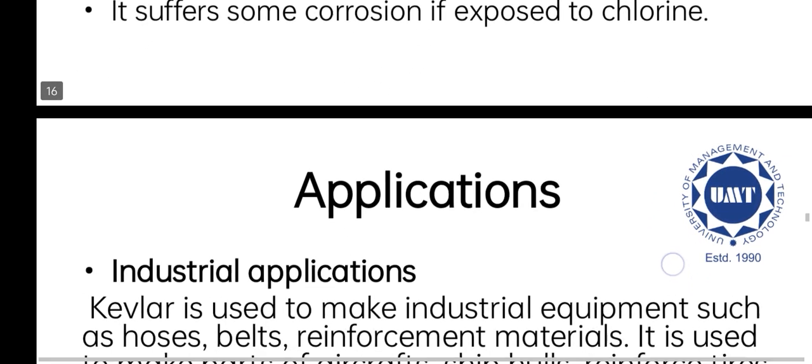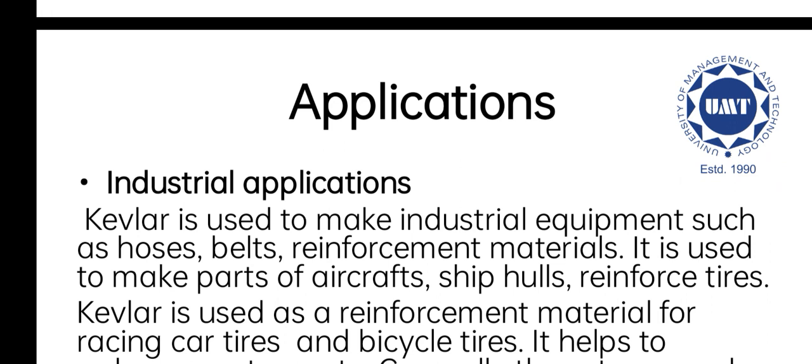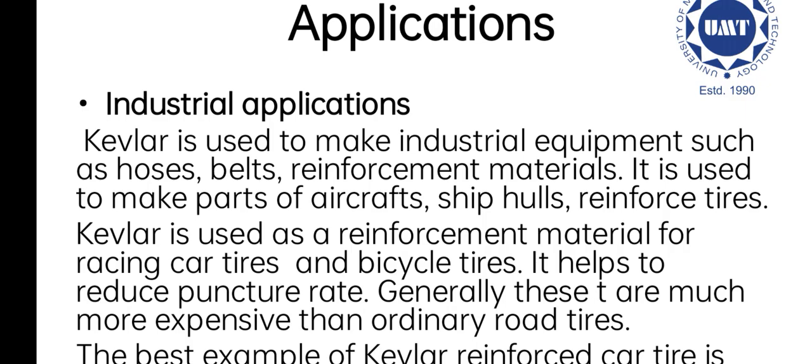What are the applications of Kevlar fabric? There are some applications of Kevlar fabric. First one is the industrial application. Kevlar is used to make industrial equipment such as hoses, belts. Reinforcement materials are used to make parts of aircraft, ship hulls, reinforced tires. Kevlar is used as a reinforcement material for racing car tires and bicycle tires. It helps to reduce puncture rate because of its strength. Generally, these are much more expensive than ordinary road tires.